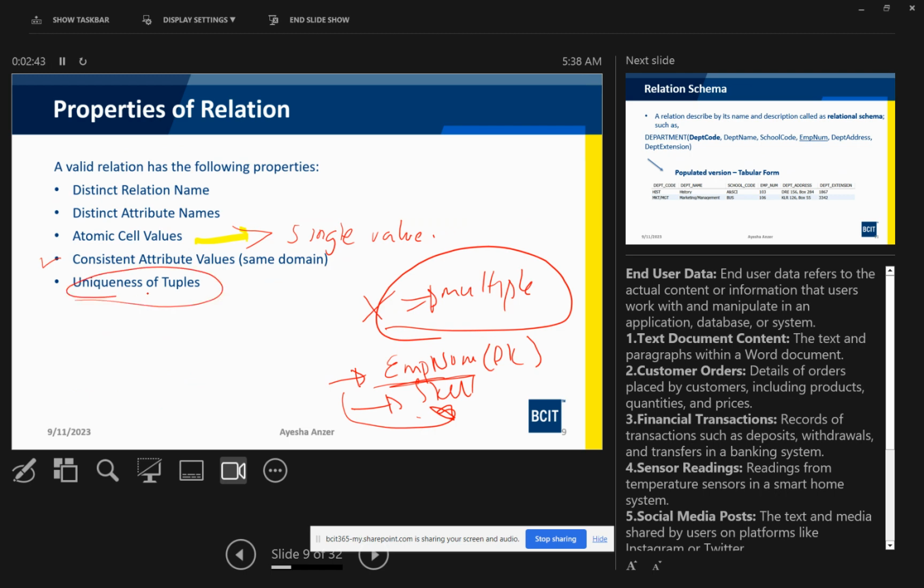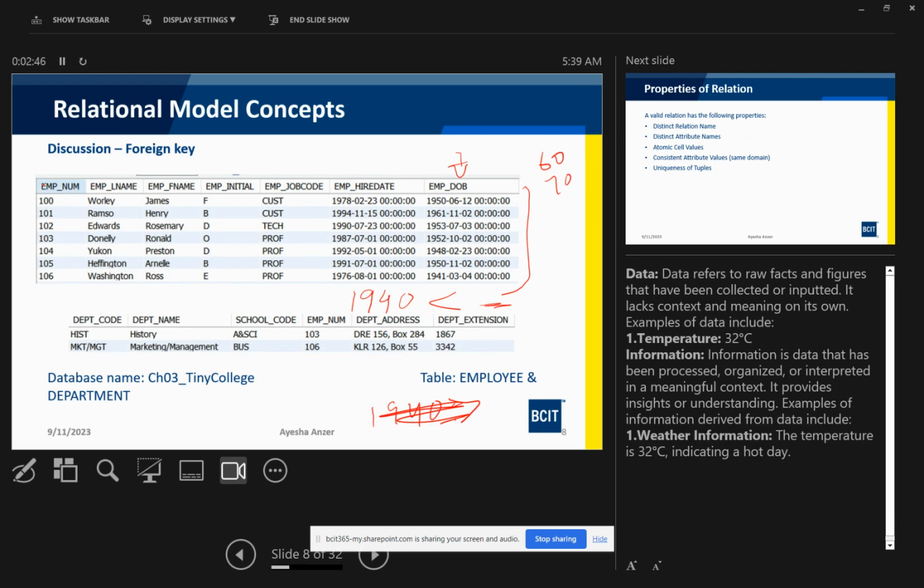Now uniqueness of tuple. As we said, we are using a primary key here, which means each record will be uniquely identified by these IDs. Even if some of the values may be repetitive, for example here, it is still uniquely identified through the primary key.